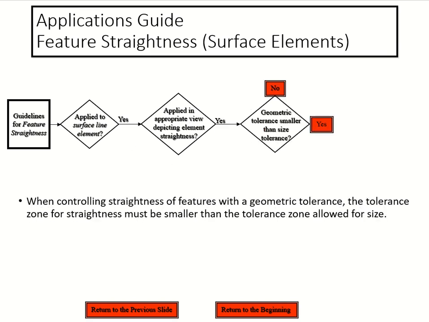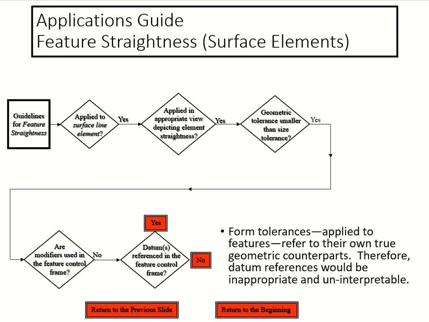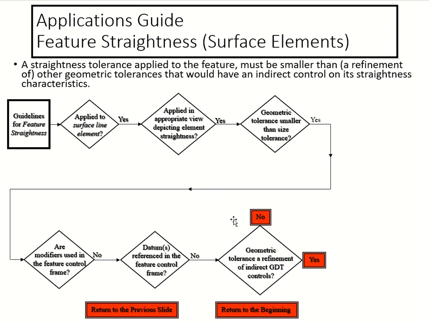Check the view. Then you're going to check your geometric tolerance, which is inside of the little rectangular box. You will check that the geometric tolerance is smaller than the size, which is usually shown in the front view like a height. And then if that is smaller, you're going to check the modifier, your MMC, LMC, if you use that in your feature control frame. If you use a datum reference in your feature control frame, which is your box. And then after you check that, you're going to see the geometric tolerance, which is a refinement of your indirect GDT controls, meaning you're just looking at your geometric tolerance.